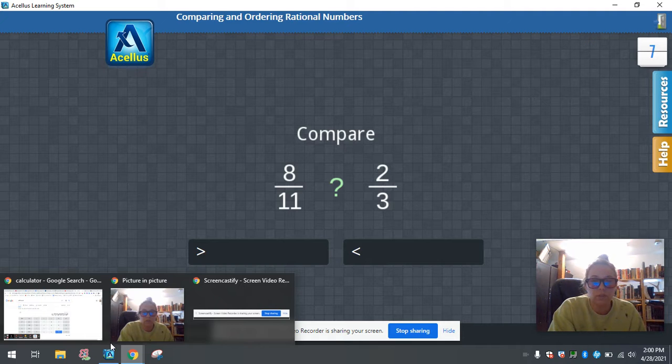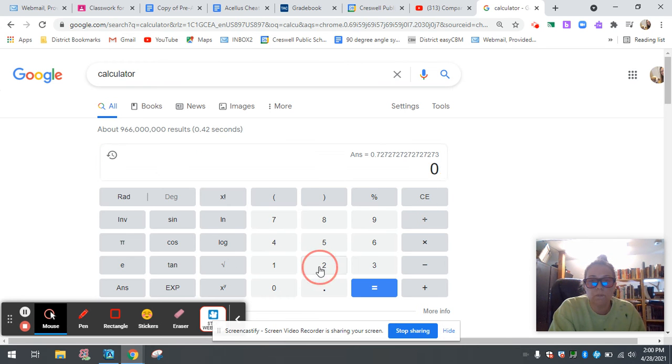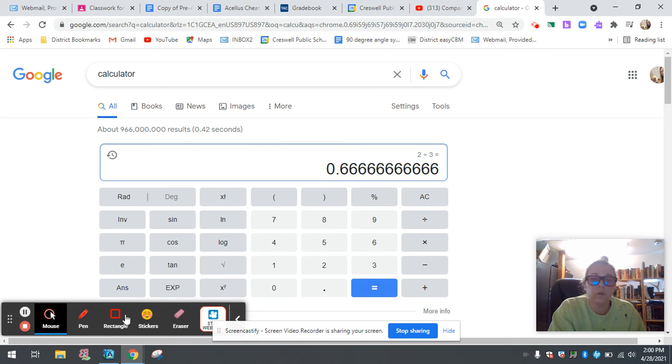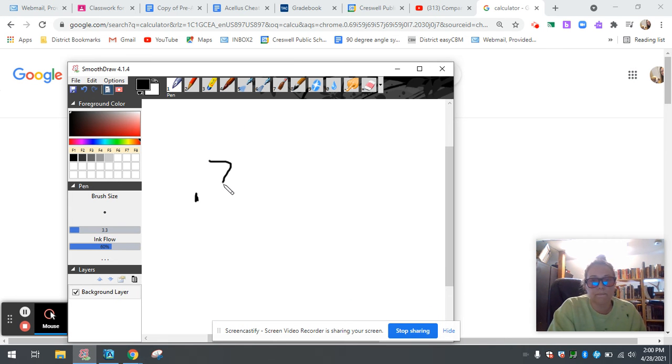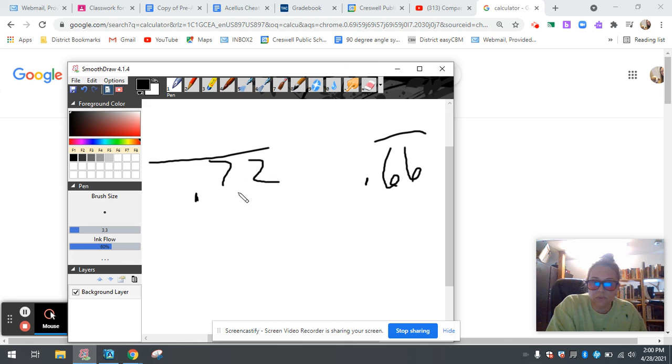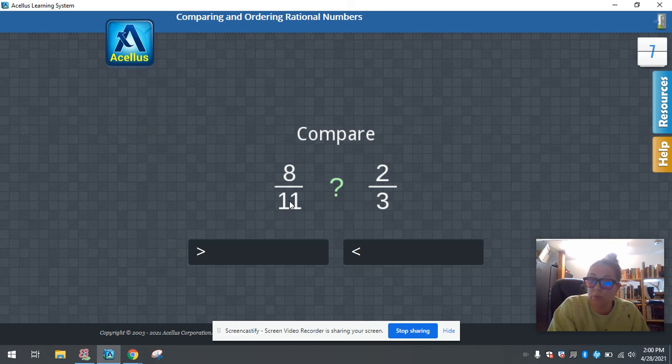Let's see what 2/3 gives me if I go 2 divided by 3. I get 0.66666666. So if I'm looking at 0.72 repeating compared to 0.66 repeating, now these are both, I've put them in the hundredths place. So if you think of these as numbers out of 100 or like cents, 72 cents is more than 66 cents. So 8/11ths, which is equal to 0.72, is greater than 2/3.